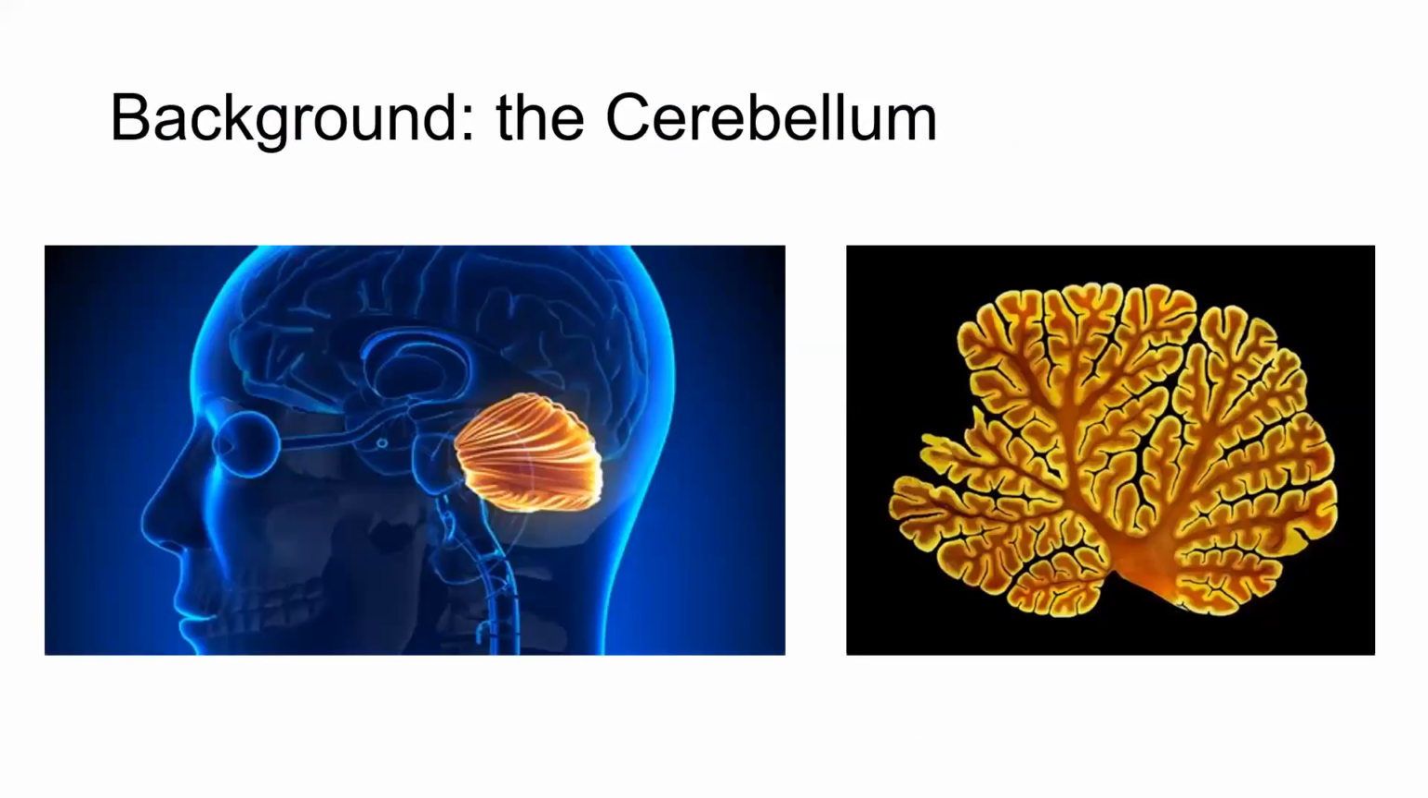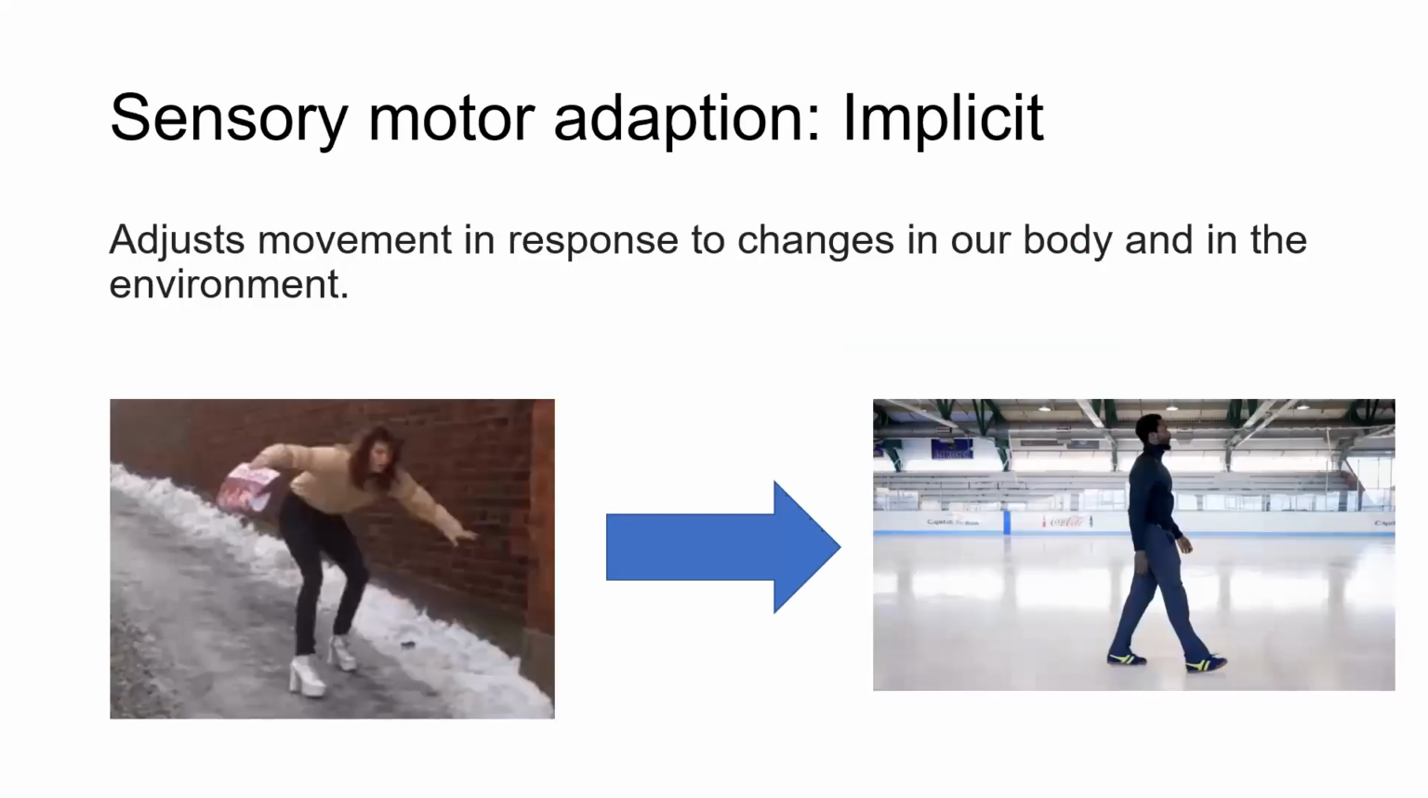Background: the cerebellum is considered an older part of the brain connected to the brainstem, and its dense network of neurons comprises nearly 50% of all the neurons in the brain, allowing for robust motor learning. And one form of this learning is called sensory motor adaptation, which is an implicit process. One example is walking on ice and adjusting over the course of the day to the changes in the environment.